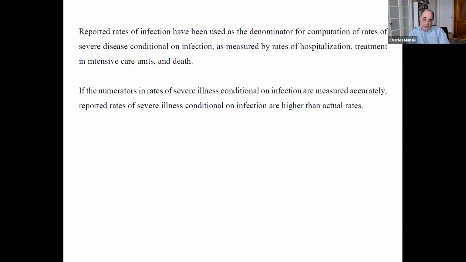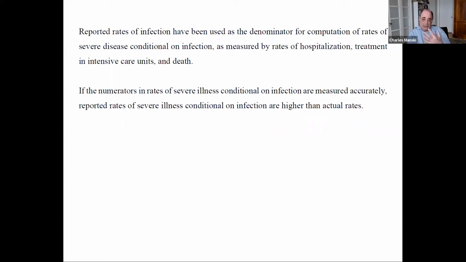So if we want to compute any of those rates, you take the data on how many people have been hospitalized and how many people have died, and you divide that by the infection rate. So the infection rate's in the denominator of those rates of severe illness. And if you get the infection rate wrong, then you're going to get the rates of severe illness wrong. And this has been a very, very serious matter.